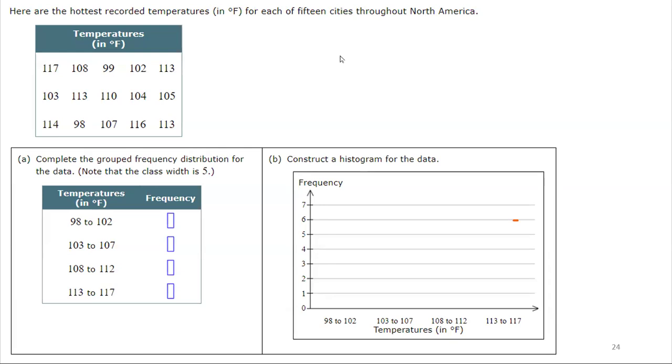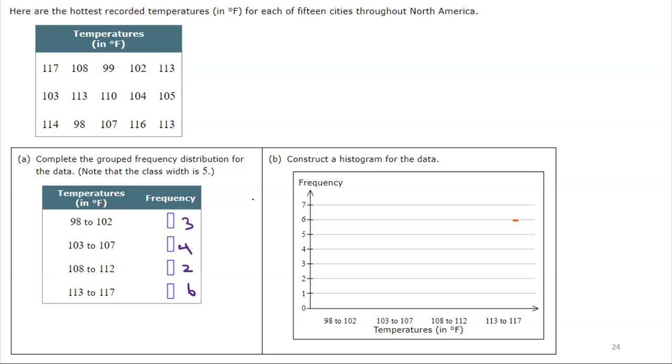Here we have the hottest recorded temperatures in degrees Fahrenheit for each of the 15 cities throughout North America. Here are the temperatures listed. Complete the group frequency distribution for the data. Note that the class width is 5. So hopefully for this one, you wrote down from 98 to 102, that was 3. From 103 to 107, that was 4. From 108 to 112 is 2. And 113 to 117 is 6.